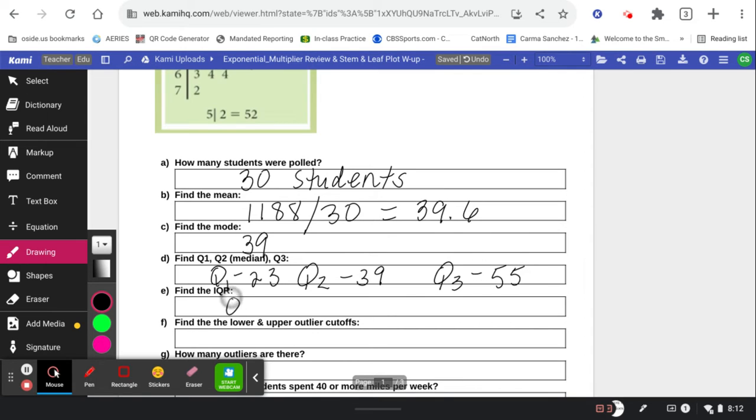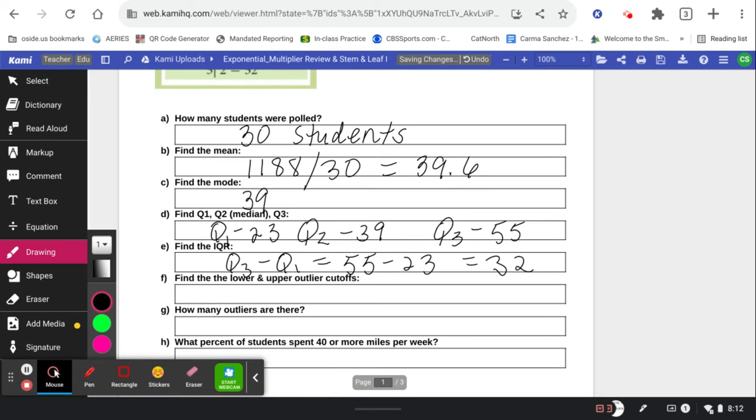So for the IQR, you're subtracting 55 minus 23. Lower and upper quartiles, we're going to go 23 minus 1.5 of 32. That's going to be our lower cutoff. And then 55 plus 1.5 of 32. That's going to be our upper cutoff.